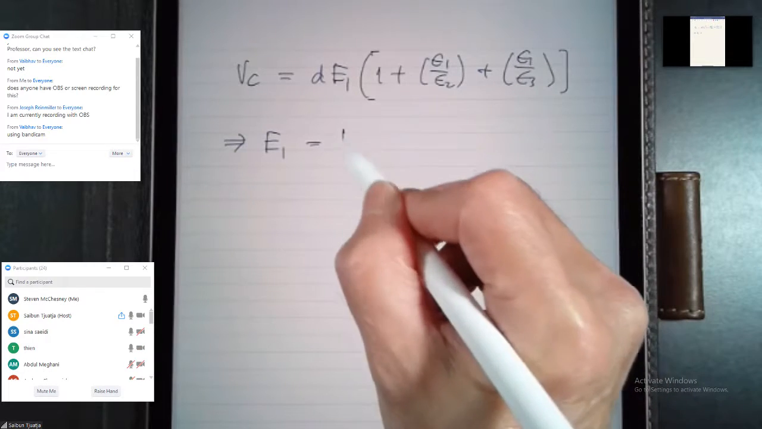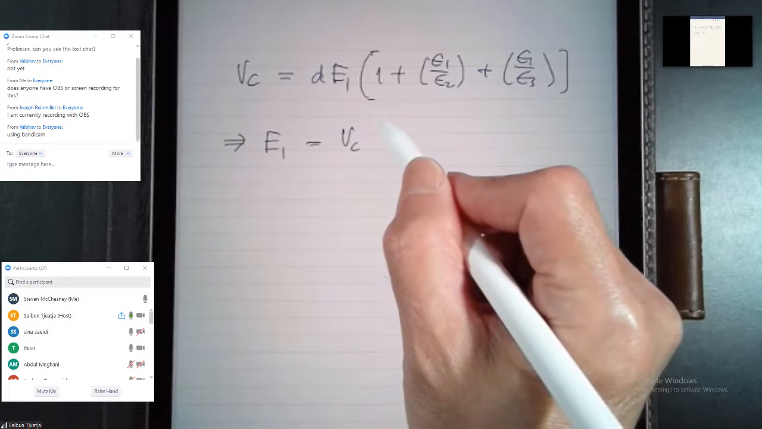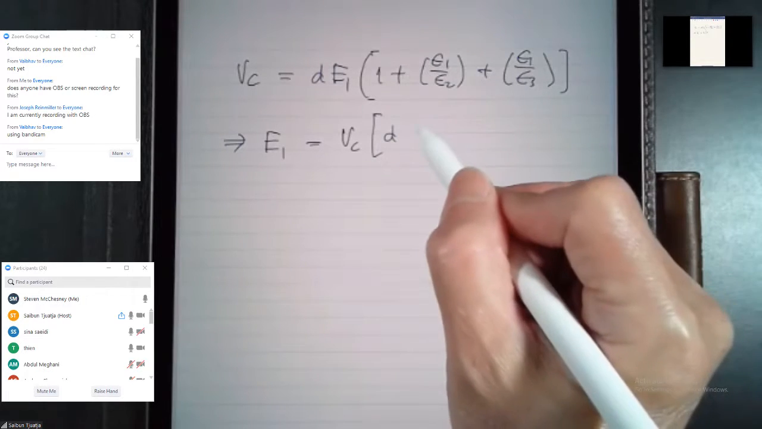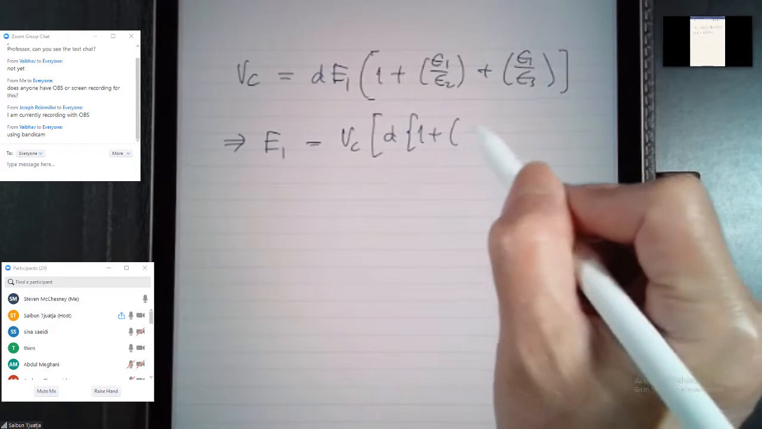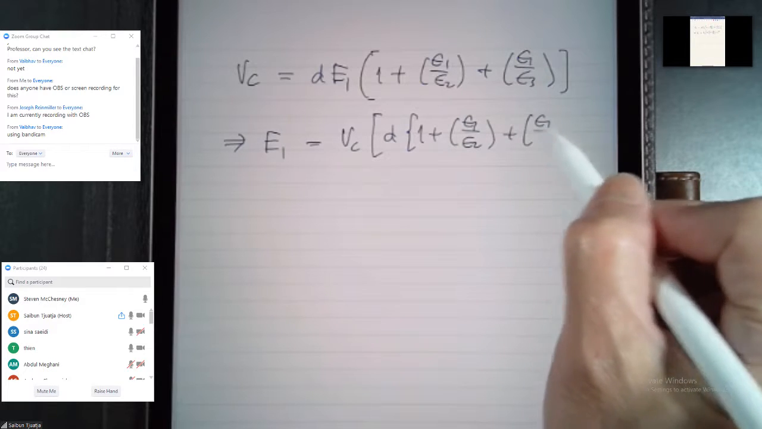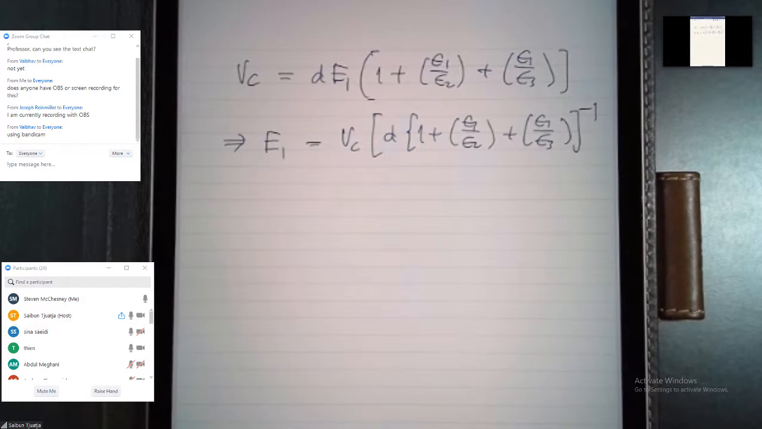V_C divided by this whole thing, right? Divided by D, and then 1 plus epsilon 1 over epsilon 2 plus epsilon 1 over epsilon 3, inverse, right? That's it. So once I get E1, I can solve for E2, I can solve for E3, I can solve for E4. Any questions?